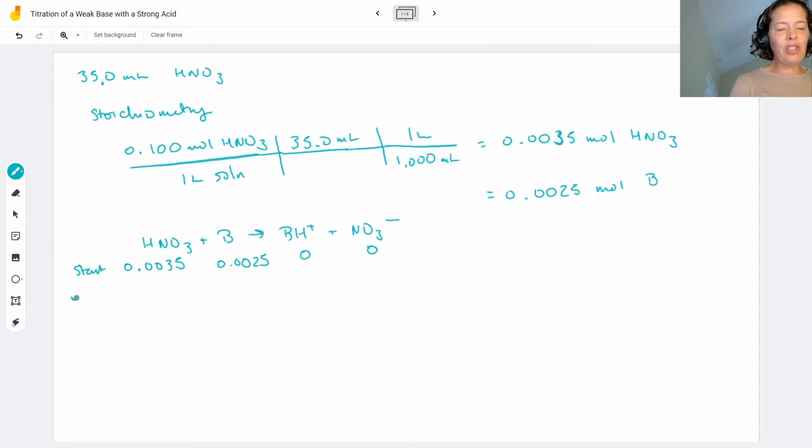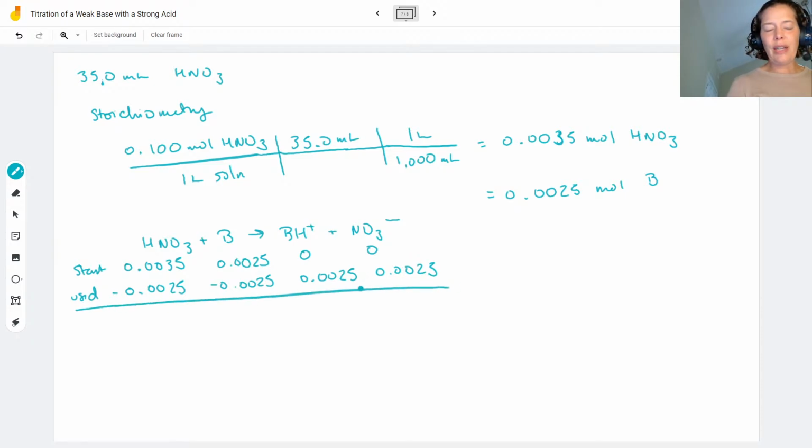Those are both 0. How much is used? That's dependent on my limiting reactant, which I know in this case is my base. So I'm going to use up however many moles of base I have, which is, of course, 0.0025. And I'm going to make a little bit of protonated base, and I'm going to make a little bit of nitrate. Okay, so at the end of my stoichiometry, I have 0.001 moles of nitric acid. I don't have any base left. I have a little bit of my weak acid, my protonated base, and of course I have a little bit of nitrate, which I don't care about because it doesn't do anything in terms of my acid-base properties or in terms of my pH.